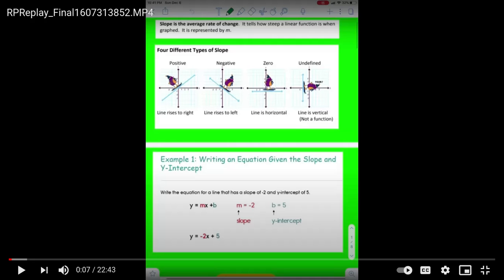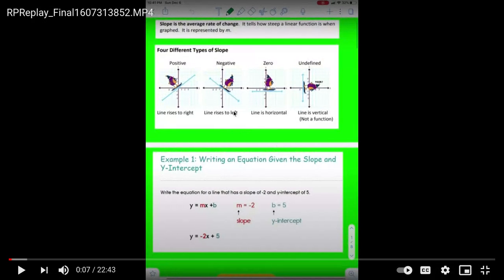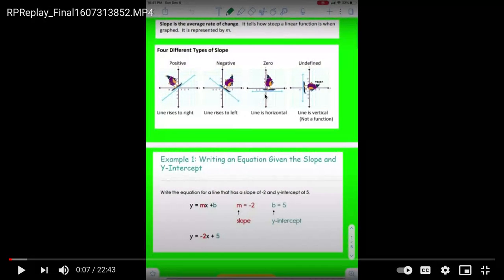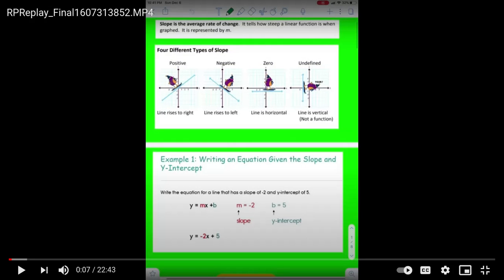But slope can be positive, negative, it can be equal to 0, and it can be undefined. Positive slope is when a line is rising to the right, and negative slope is when a line is rising to the left, okay? If the line is completely horizontal, the slope is 0, and if it's straight up and down, then it has no slope or it is undefined. Those are just some important scenarios for you to memorize. Just remember, if the line is rising to the right, it is positive, and if it rises to the left, it is negative.